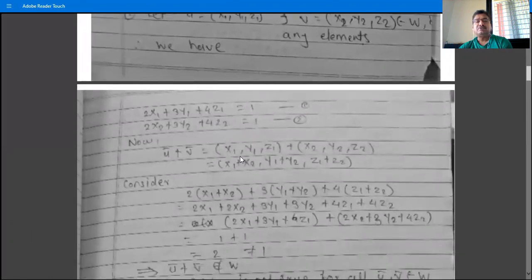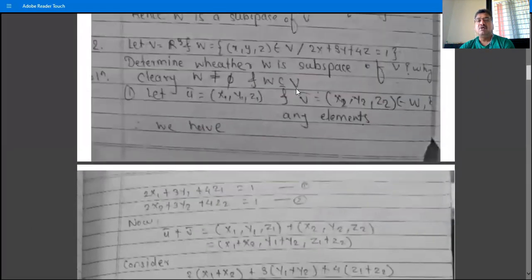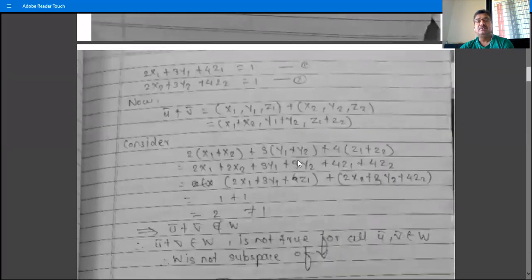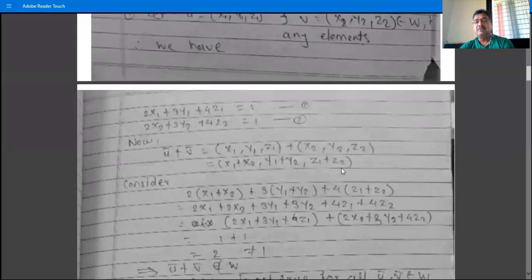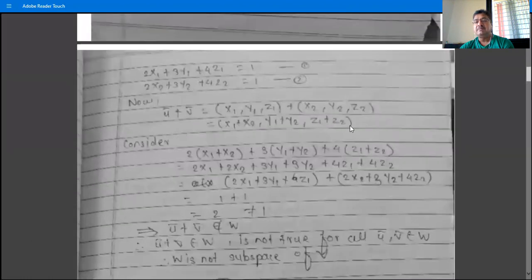Now, what is u bar plus v bar? That is (x1, y1, z1) plus (x2, y2, z2). We add these two elements by the usual addition, so it is (x1 + x2, y1 + y2, z1 + z2). This is again a three-tuple. Now we have to verify whether u bar plus v bar belongs to W or not. It belongs to W if 2(x1 + x2) + 3(y1 + y2) + 4(z1 + z2) = 1.